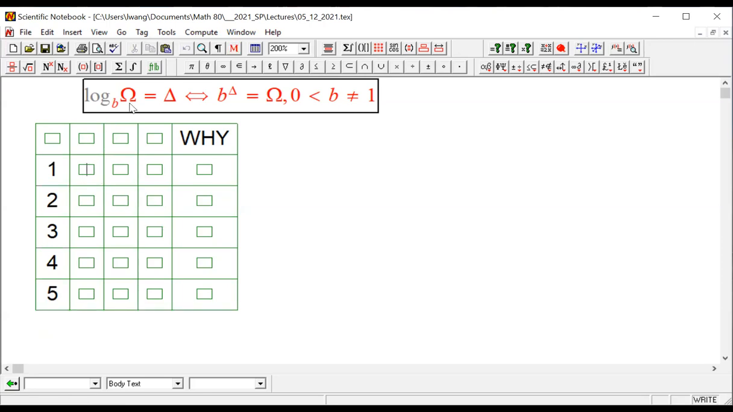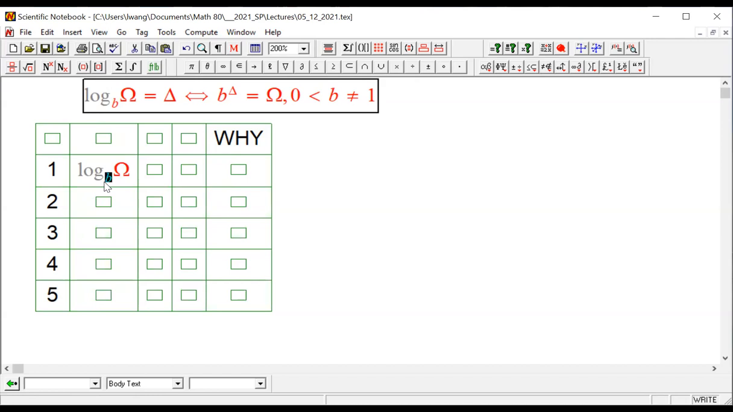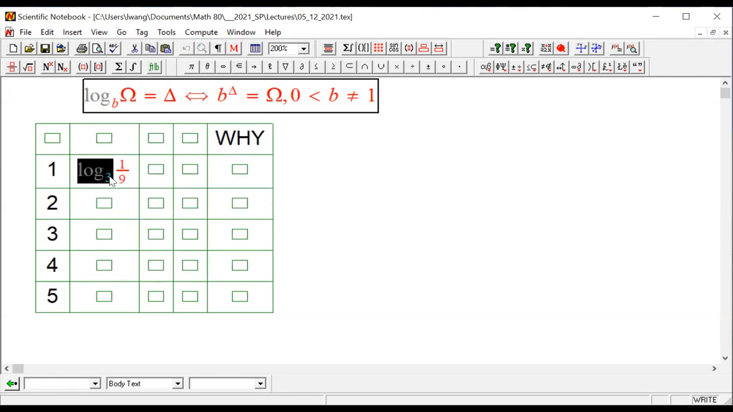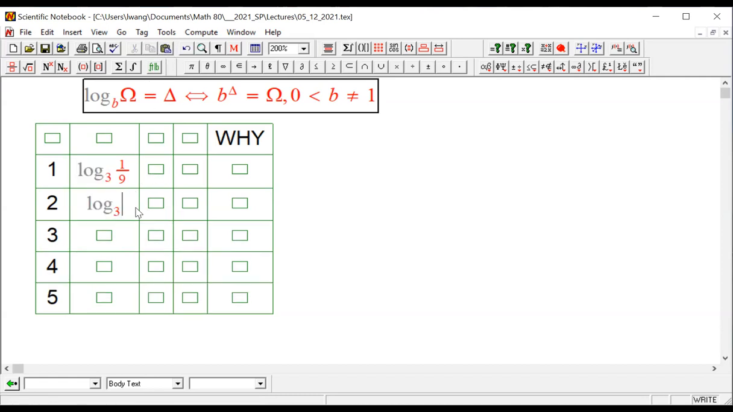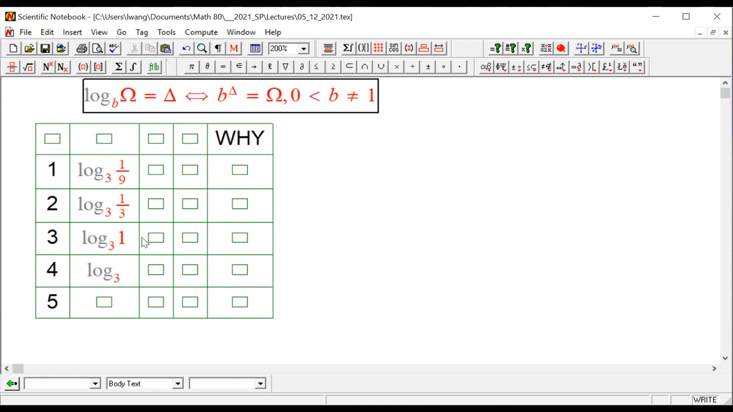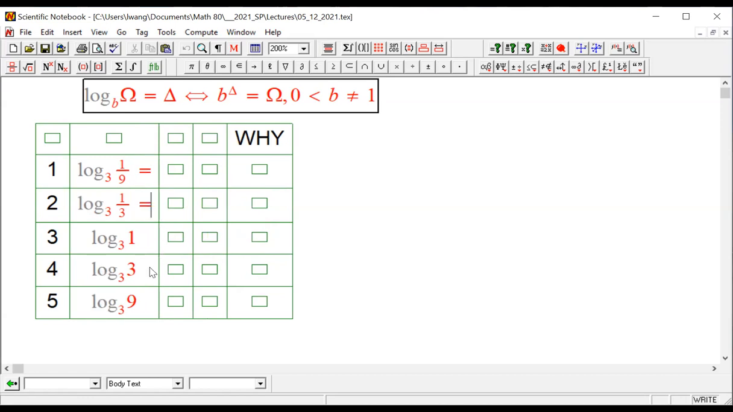So I'm gonna have log base 3 here. And the first number I'm gonna give you is 1/9. The next number I'm gonna give you is this, that, 3, 9. You're gonna give me the answer.